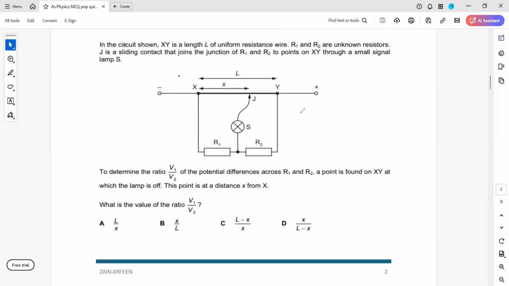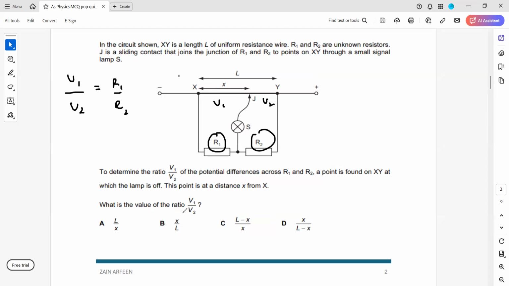So this is a potentiometer, where the ratio of the resistance and the ratio of voltage is always the same. Like R1, and if we say the voltage here is V1, and the voltage here is V2, and the resistance is R2, so we can say, because the ratio of the voltage in series is always the same as the ratio of resistance, V1 over V2 is equal to R1 over R2.